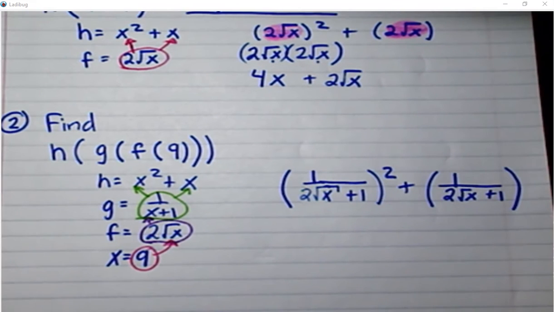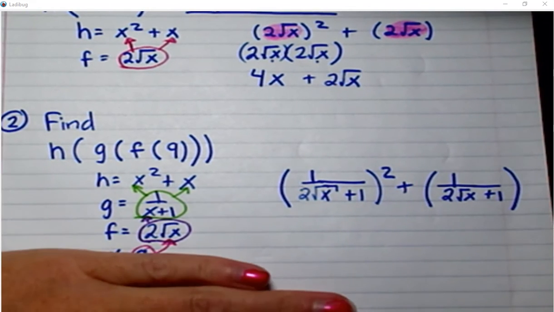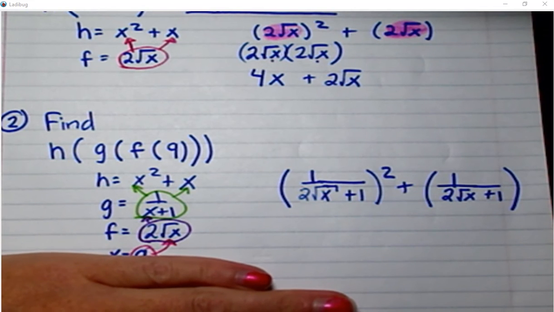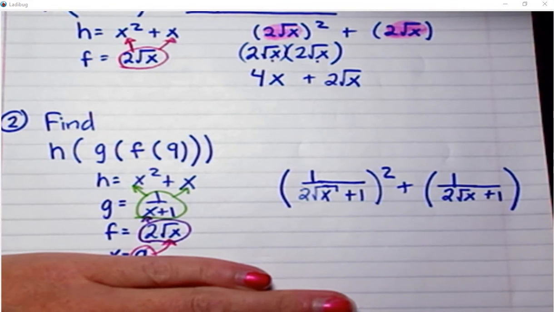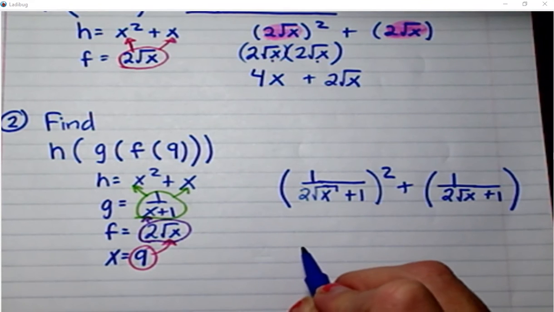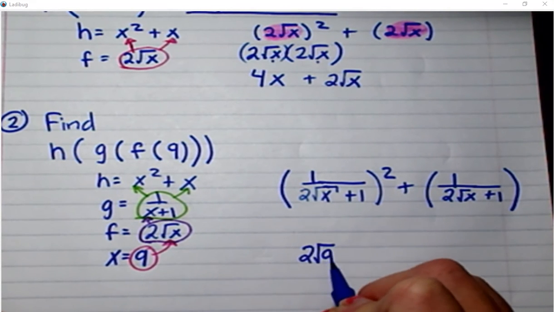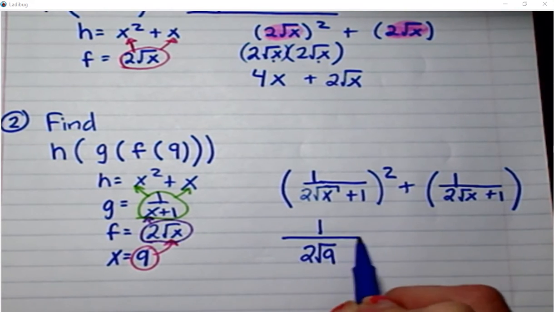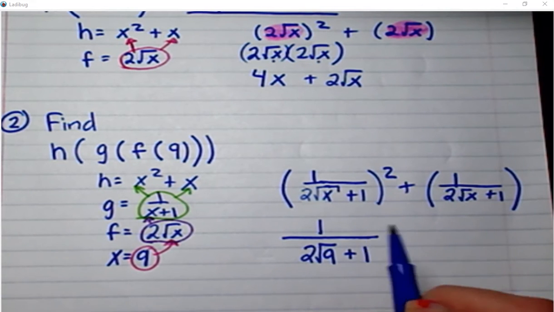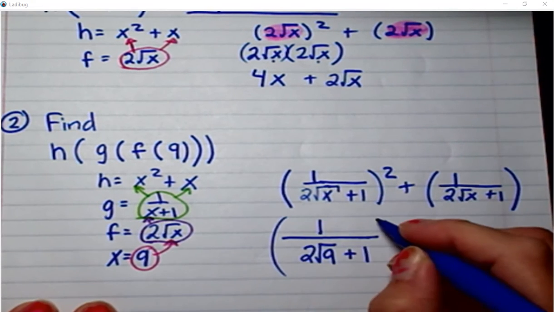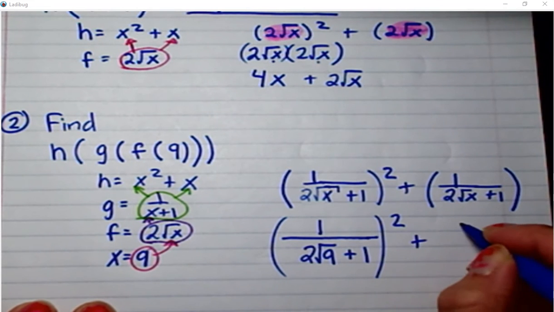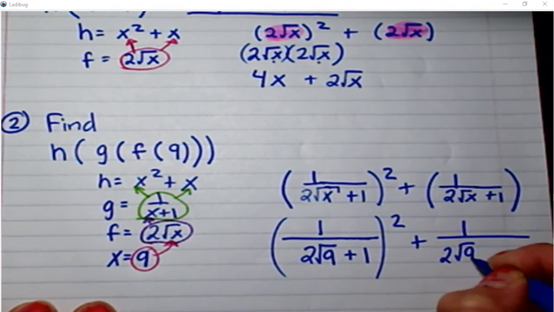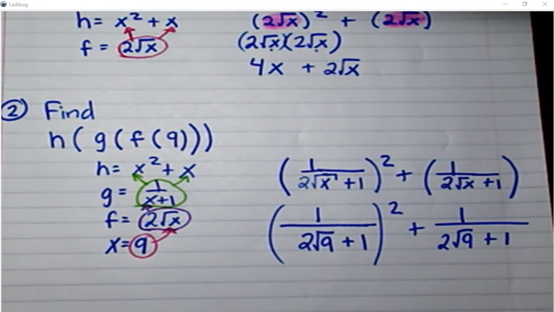Okay, so there's the composition, right? I just put it all together and I kind of ignored that last step. Okay, I ignored the 9. That's okay, right? If I put the 9 in, it looks like this. 2 root 9 plus 1, 1 over that, squared, plus 1 over 2 root 9 plus 1. Okay, it doesn't matter where you plug the 9 in. You can do it with the x's and you can do it with the 9's.